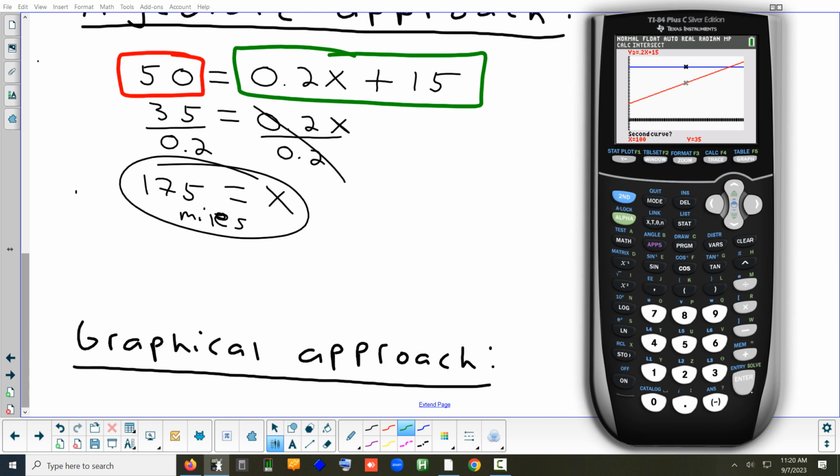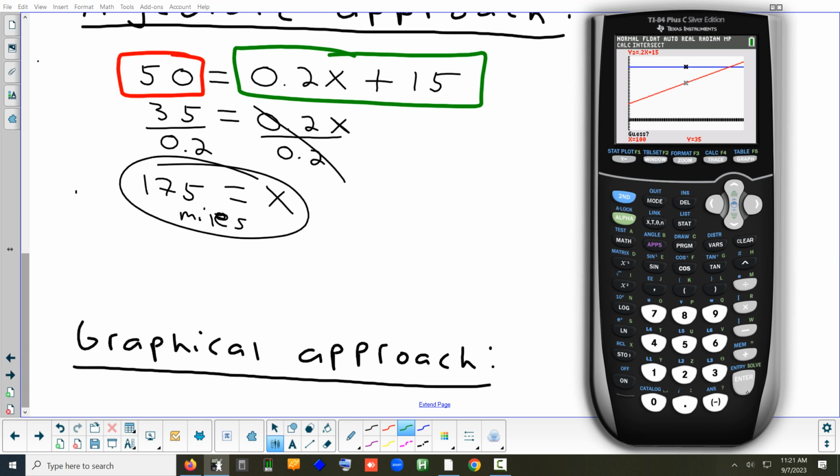The second thing it asks you for is a point on the other line that you're going to use. And they could be curved. In this case, they're not curved. They're just straight lines. It doesn't matter where you put it. You just have to make sure you hit enter somewhere on the red line.